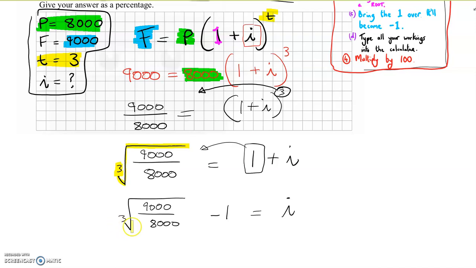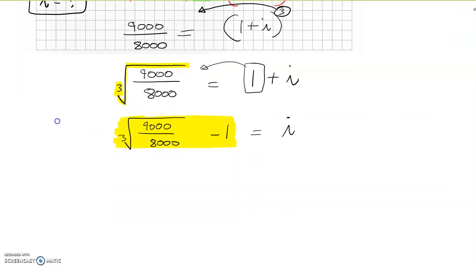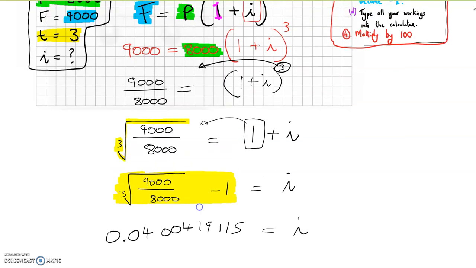So I'm typing basically all of this into the calculator, all at the same time. It saves me an awful lot of time rather than using the calculator 4 or 5 times in this question. I just wait till I get to this point and I just use it once. And when I've typed all of that into the calculator, I get 0.04004191115. Now equals I. Now ordinarily, of course, you're not going to leave it like this, but just write it down for the time being until we've totally finished.